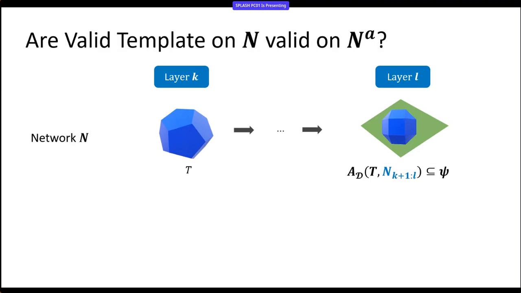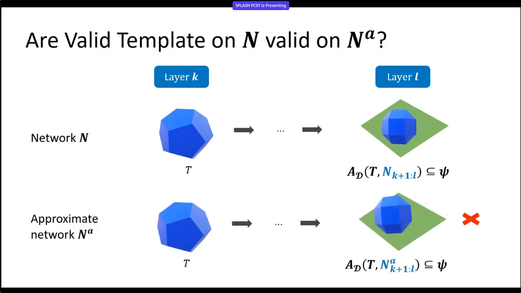Now, the question here is, if you want to use templates for multiple networks, are templates created on the original network N valid on its approximate version NA? And the answer is unfortunately no. Since the network weights get modified, it is possible that the region that you obtain at the final layer once the network gets modified may not lie in the property anymore. And we see that happens a lot in practice.